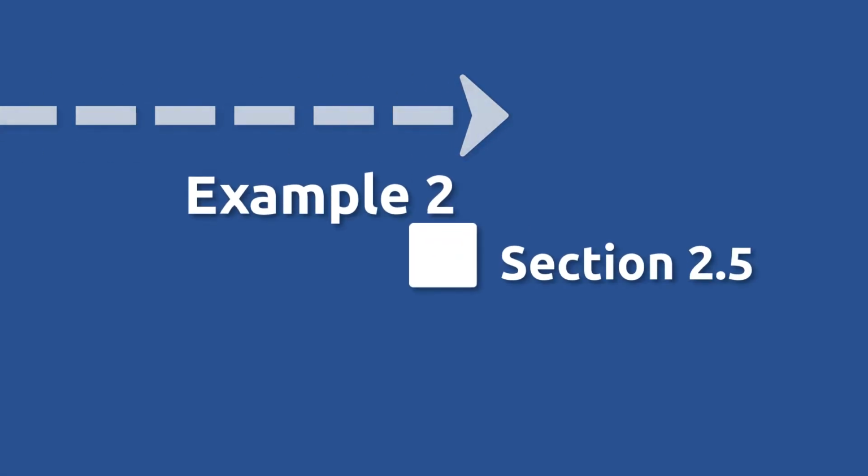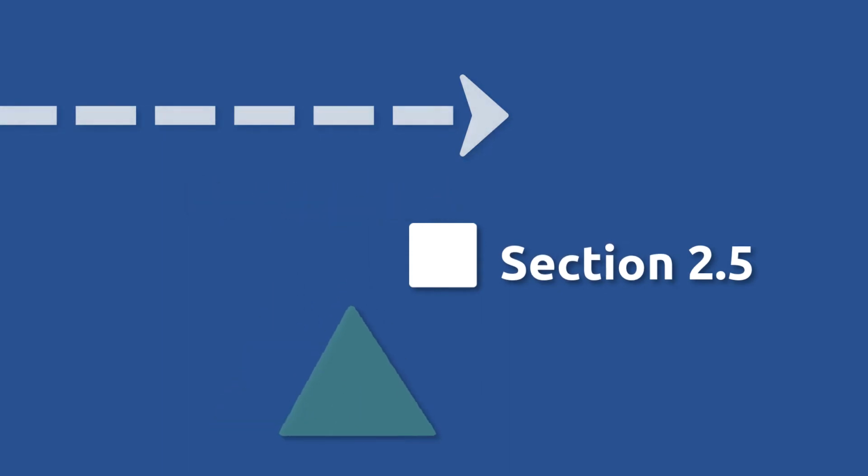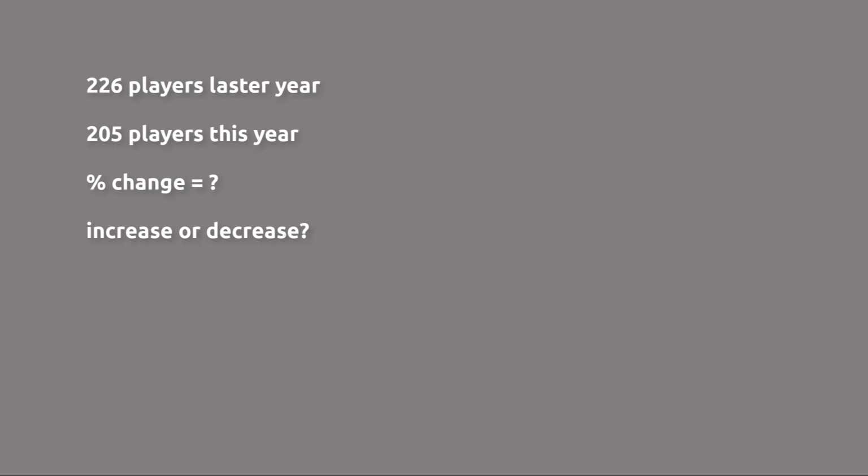In example 2, we're told that last year the Youth Soccer League had 226 players, and this year the league has 205 players. We are asked for the percent of change, rounding to the nearest whole percent, and then asked to state whether the percent of change is an increase or decrease. So again, percent of change equals the change divided by the original.